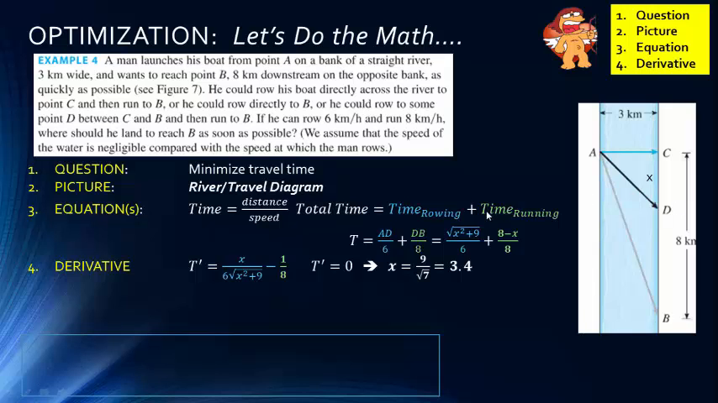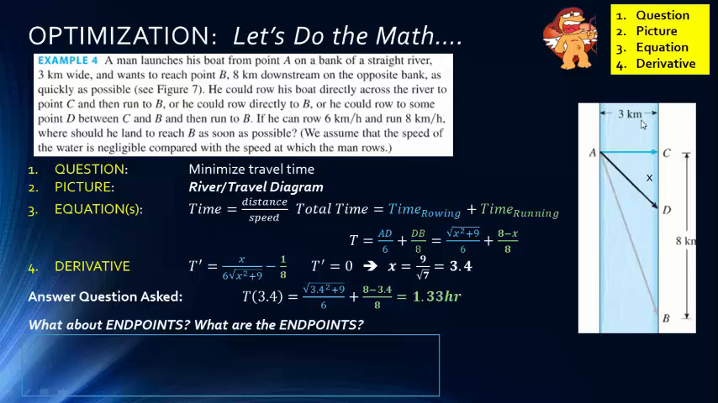So we have to put this back into this equation to find the time. Back into this original equation here to find the time. So when we plug 3.4 into this equation, it would take him 1.33 hours to row to D and to run to B. Now we have to compare this with rowing and running, or simply rowing. Well, what is the distance AC? Well, that's 3.